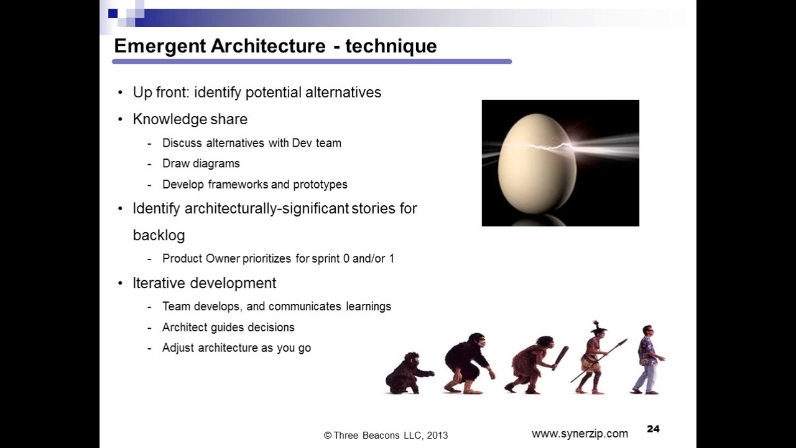Let's take one question here. The upfront part that you were saying, which is knowledge sharing and identifying potential alternatives and so on, is that happening in what some teams call iteration zero, or where is this actually happening?